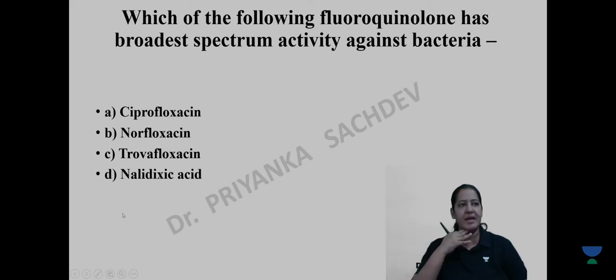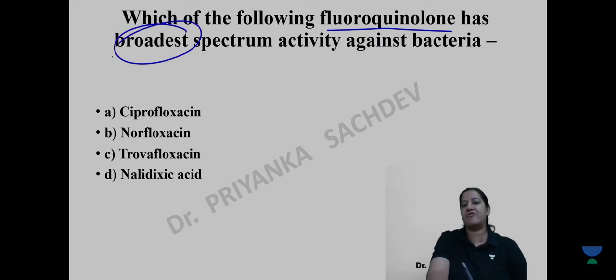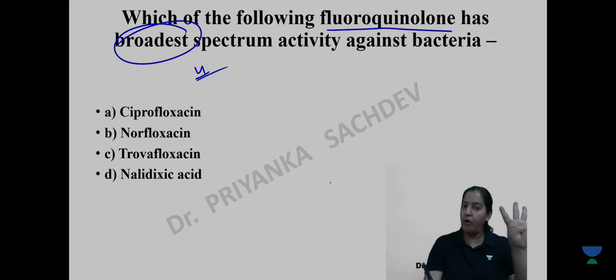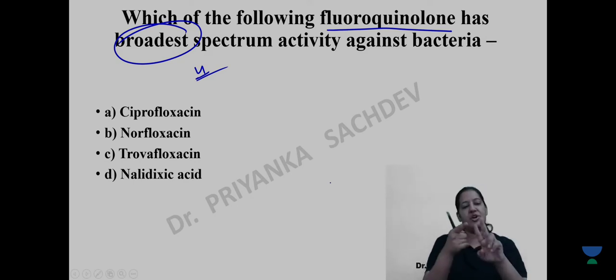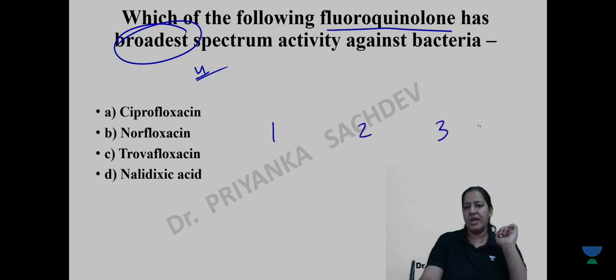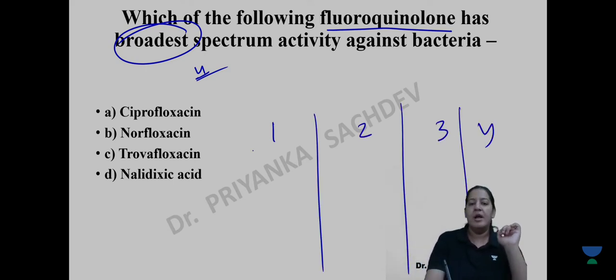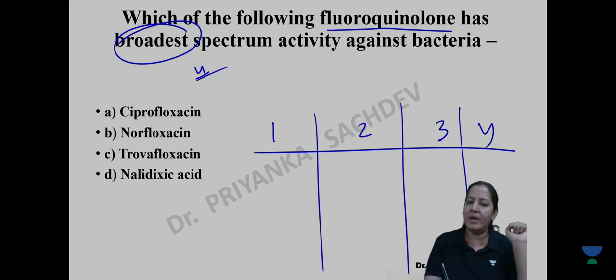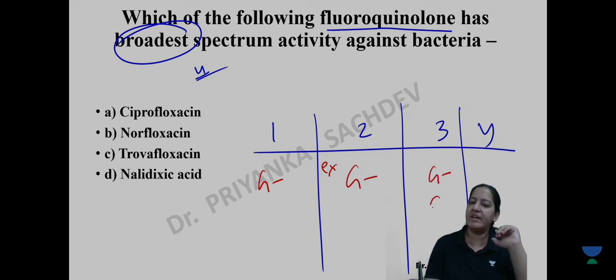Can you read the question and tell me the answer? Which of the following fluoroquinolones has the broadest spectrum? Which one is the 4th generation? I have told you 4 generations: generation 1, 2, 3, 4. First generation acts against only gram negative and that is limited. Second also gram negative but expanded. Third, along with gram negative, acts on gram positive also. Fourth: gram negative also, gram positive also, anaerobes also.